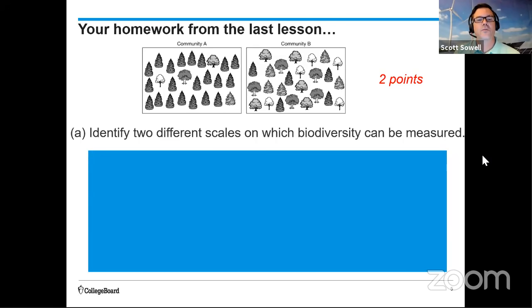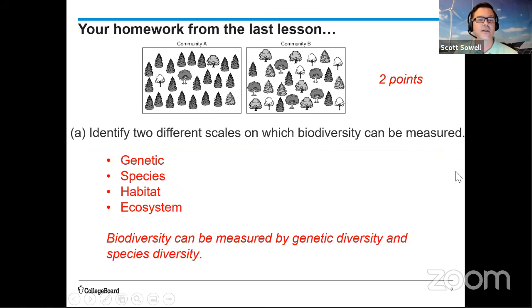So the first part of your homework asked you to look at this diagram of two forest communities, Community A and Community B, and it says, identify two different scales on which biodiversity can be measured. So it's asking for two different things. So it's 2 points here, and you could have said either genetics, species, habitat, or ecosystem biodiversity, those different levels of biodiversity. So a statement such as biodiversity can be measured by genetic diversity and species diversity would have gotten you both points because it's just an identify, not a describe or explain.